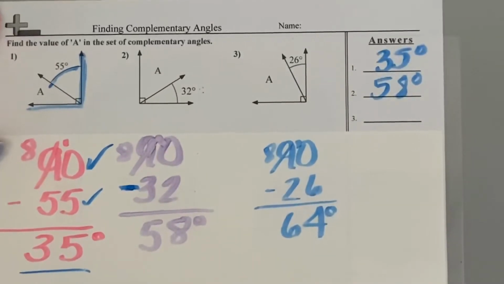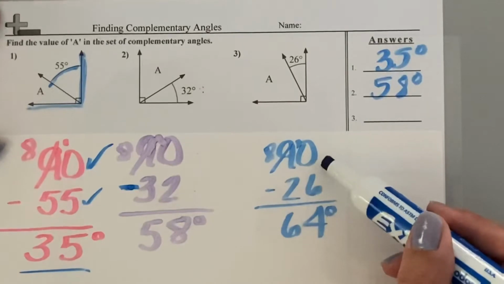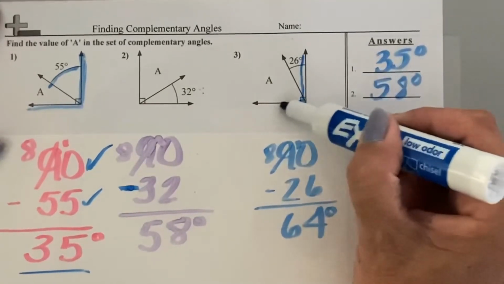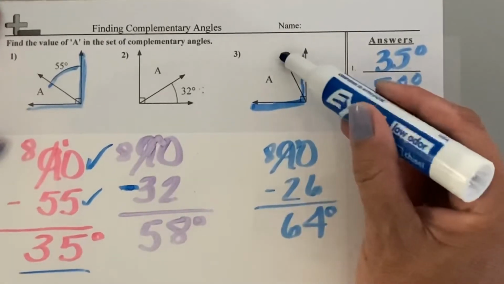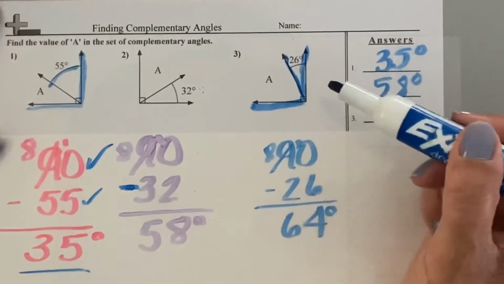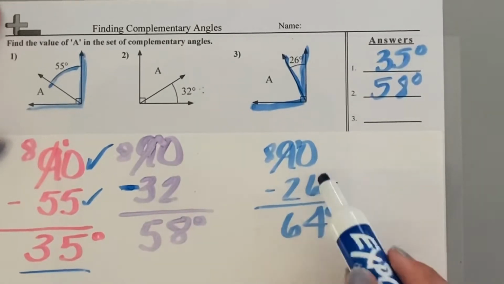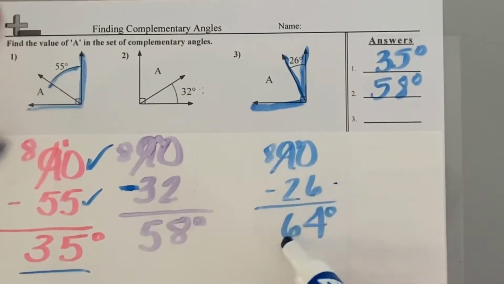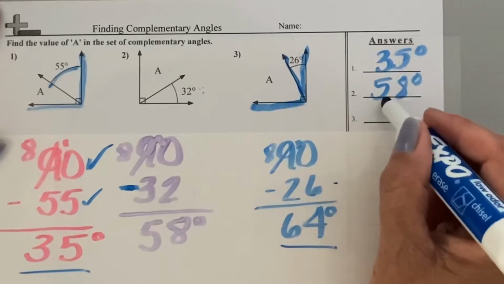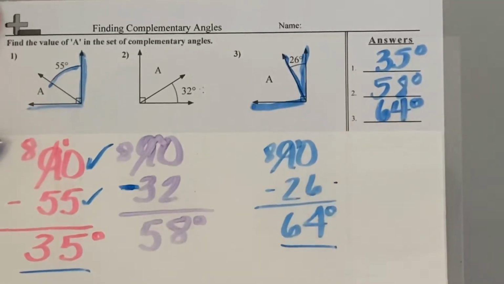If you remember how to do this, you don't need to stick with me. You can go on ahead and do the worksheet for complementary angles. I'm going to continue and do number 3. For number 3, again, I know that my total is 90 degrees because it is a right angle. I know that this angle right here is 26 degrees, so I subtract 90 minus 26 to give me the missing angle. Angle A is 64 degrees.